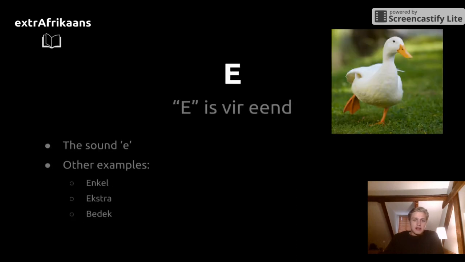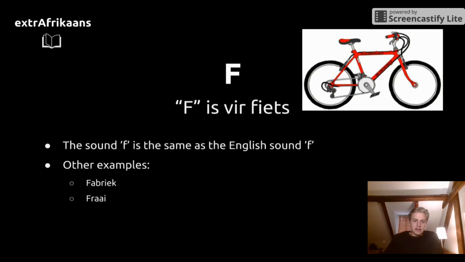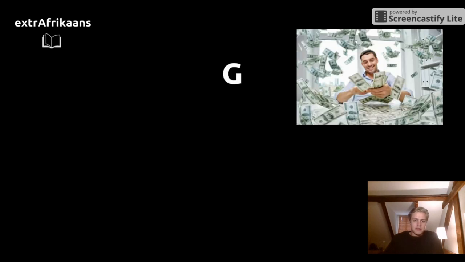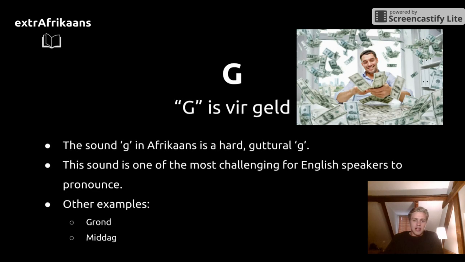E is for eend, the sound e. Other examples of the sound would be enkel or extra, or if it's in the middle of the word, bedank, e. Next we'll turn to F. F is for fiets. The sound f is the same as the English sound f. Other examples would be fabriek, which is a factory, or fraai, which is beautiful. Next is G. G is for geld.